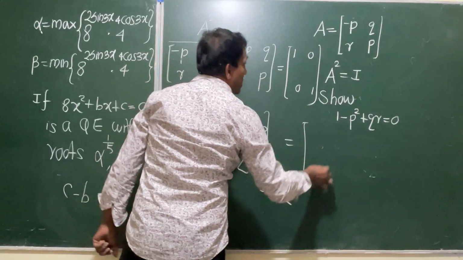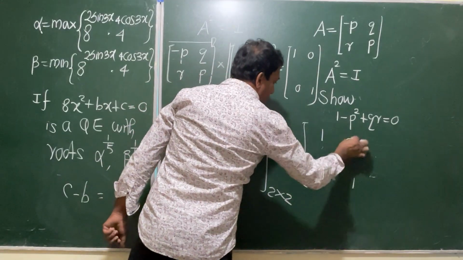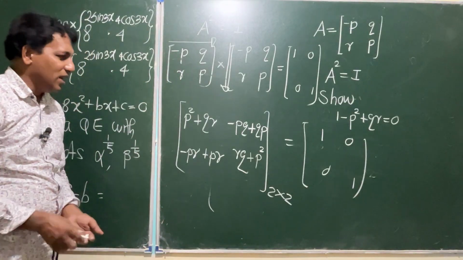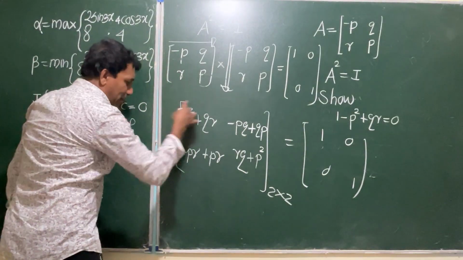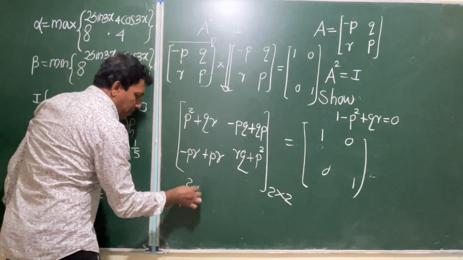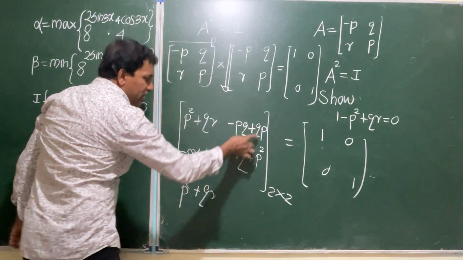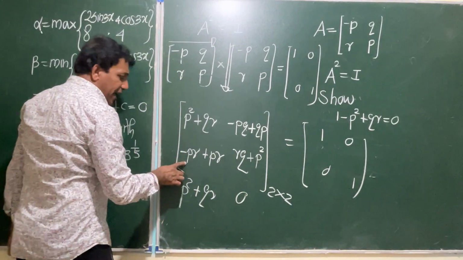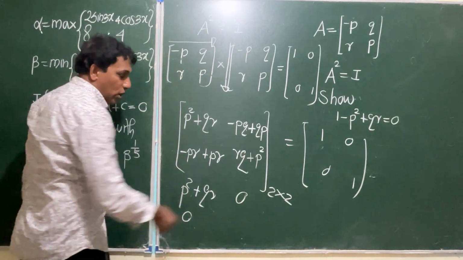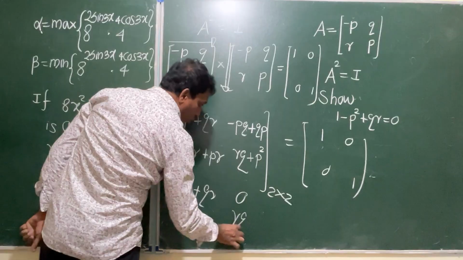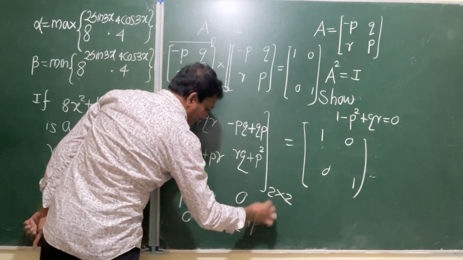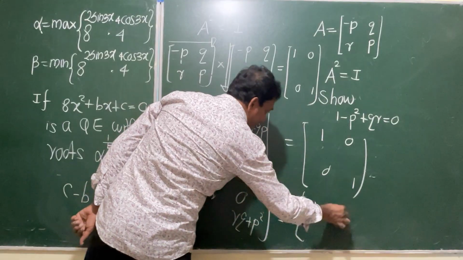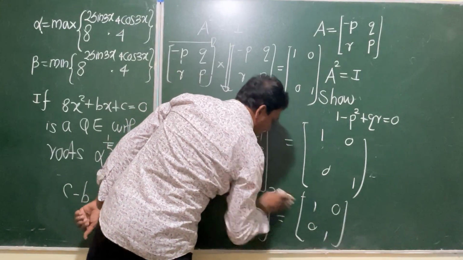The other side is the identity matrix, 1, 1 on the main diagonal, right? Okay, that's all. Now we see the result. P square plus QR. And this is what? Minus PQ plus PQ, 0. Minus PR plus PR, 0. This is RQ plus P square. Okay. The other side is equal to the matrix 1 0 0 1.